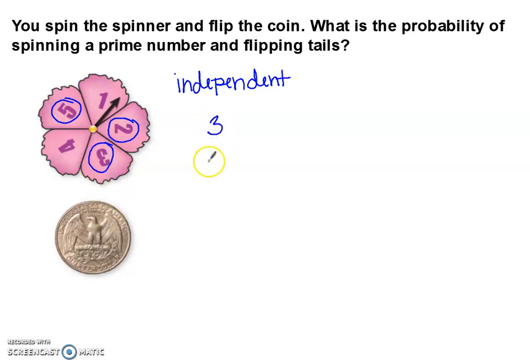3 of the numbers are prime. There are 5 of them on the spinner. So the probability of spinning a prime is 3 out of 5.